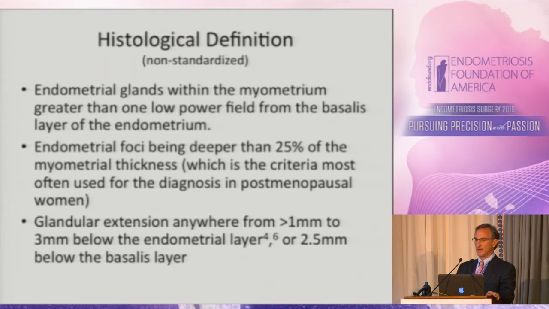One of the problems with adenomyosis is that we don't have standardization of the definition, even a histological definition. So these are three of the most common definitions of adenomyosis. The first is endometrial glands within the myometrium greater than one low power field from the basalis layer of the endometrium. The second is endometrial foci being deeper than 25% of the myometrial thickness. And the third is glandular extension anywhere from 1 millimeter to 3 millimeters below the endometrial layer, or 2.5 millimeters below the basalis layer.